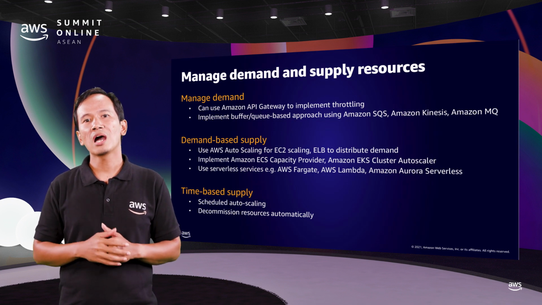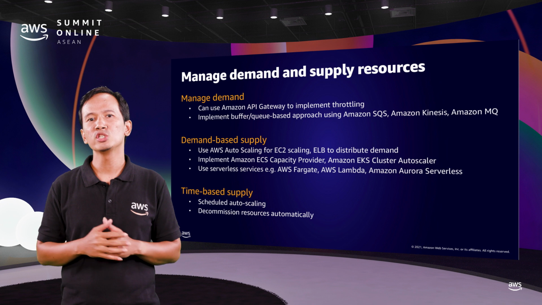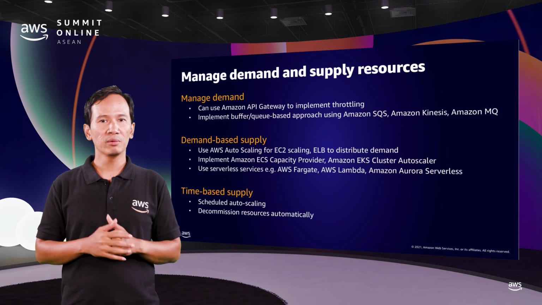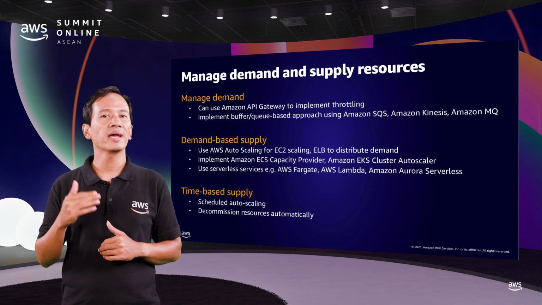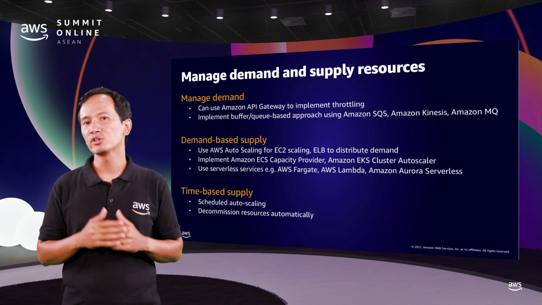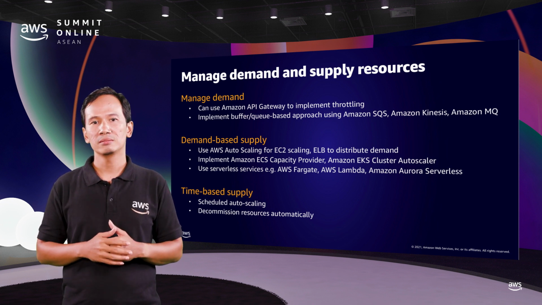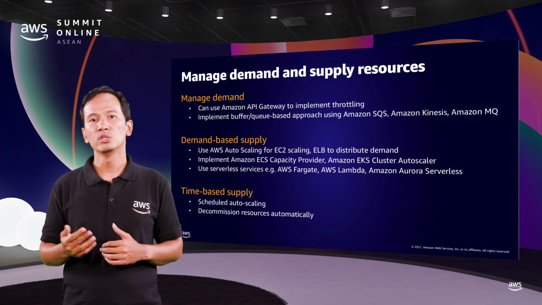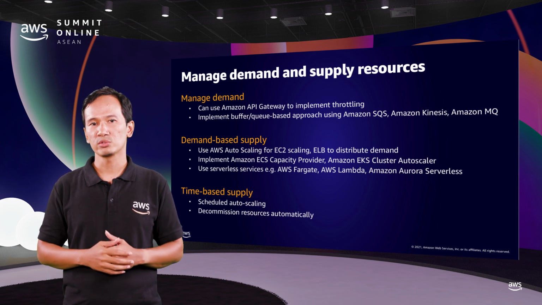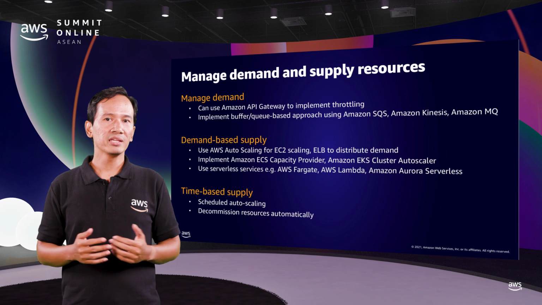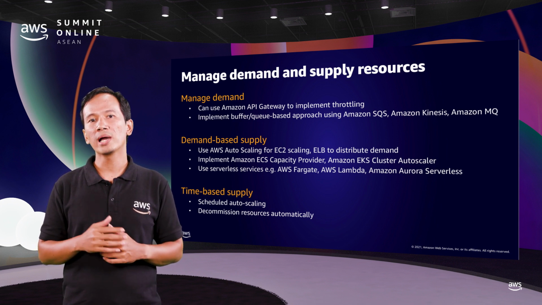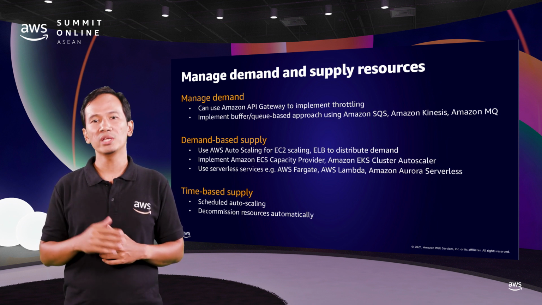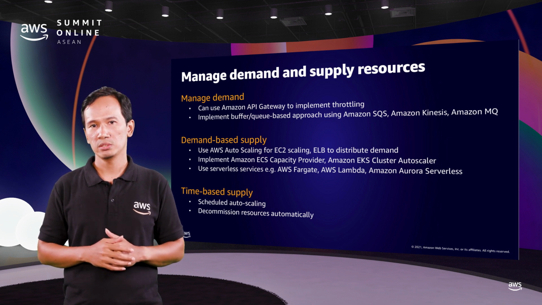Okay, now let's talk about how you can optimize costs by maybe changing your application architecture before you deploy it into production. While you are still in development or testing stage, it is important to think ahead how you supply resources to match the production workload demand at the time they are needed. You can also think of modifying the demand using a throttle, buffer, or queue to smooth the demand and serve it with less resources. Amazon API Gateway can help you implement throttling, while Amazon SQS, Amazon Kinesis, or Amazon MQ can help you to implement buffer or queue-based approach.